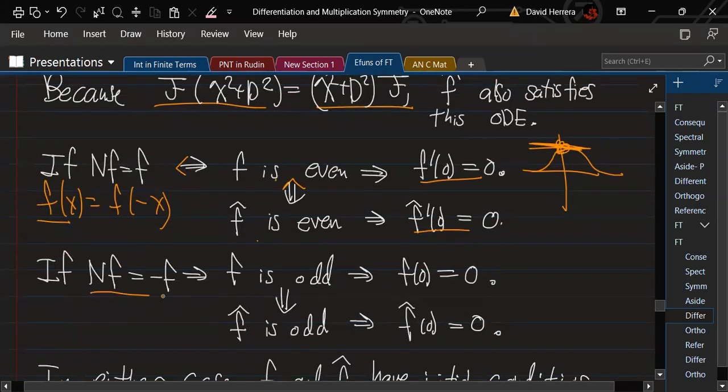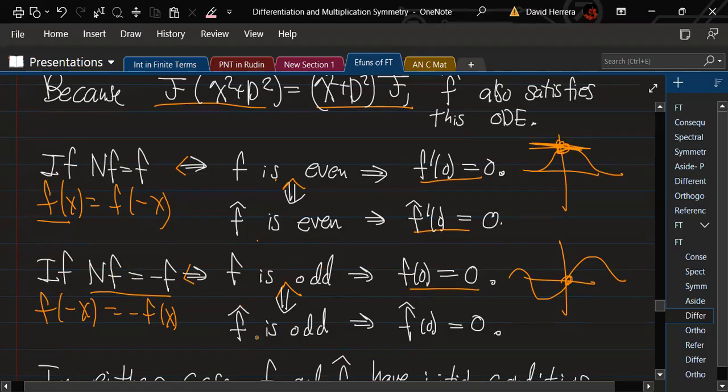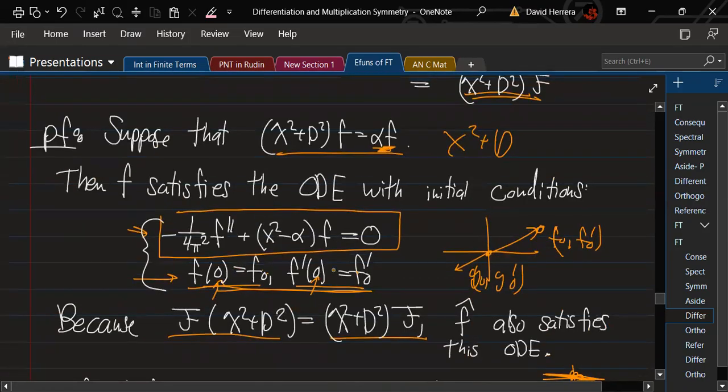Also, if you have eigenvalue negative 1 for N, that means f of negative x is negative f of x. That means f is odd, which is the same thing as f being odd. And f being odd is equivalent to f hat being odd. Now, odd functions always are 0 at the origin. So an odd function tells you it's 0. The Fourier transform being odd tells you that it's 0 at the origin. In either case, one of these initial conditions is 0.